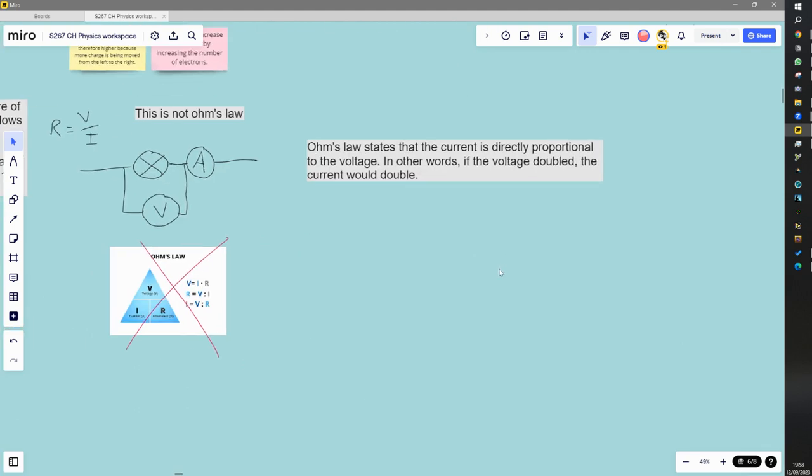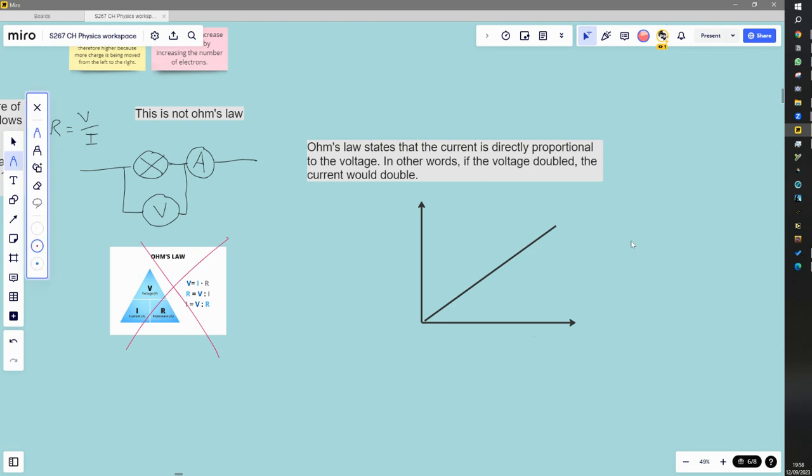It's a bit of a weird way of saying it, because we would imagine that a law is dictating how things behave. But it's actually dictating how things behave that follow the law. So we would have a graph like that if something followed Ohm's law, where that could be the voltage and that could be the current.